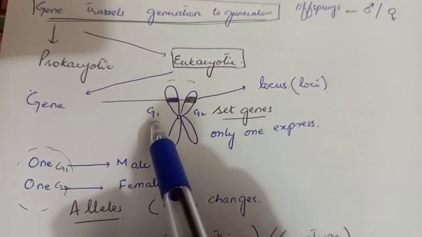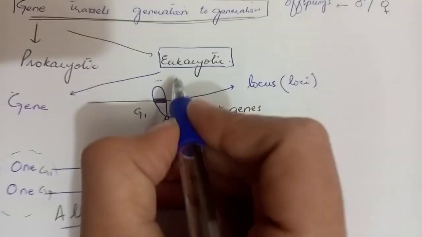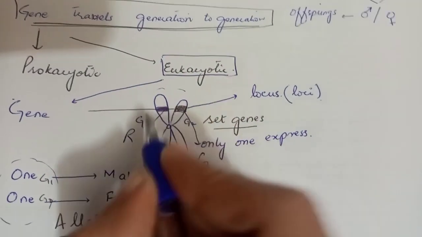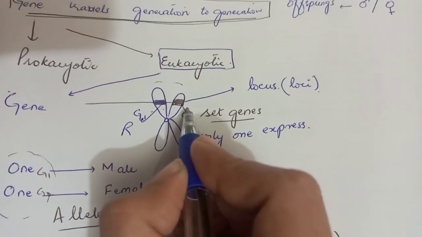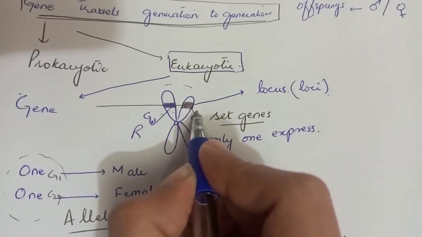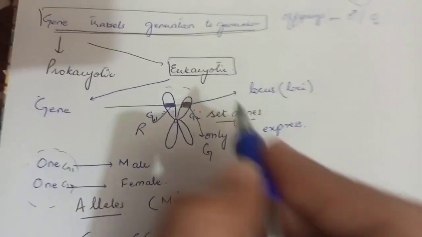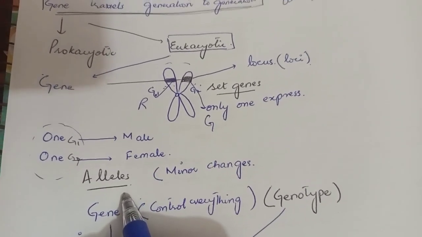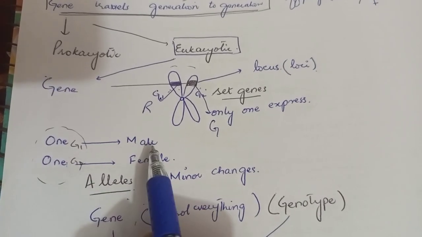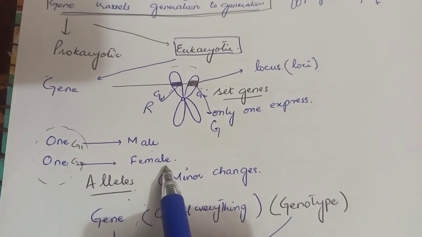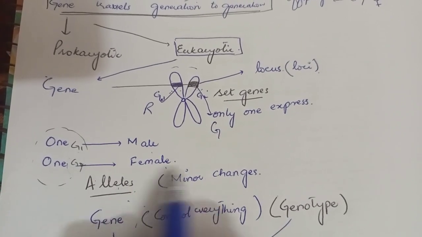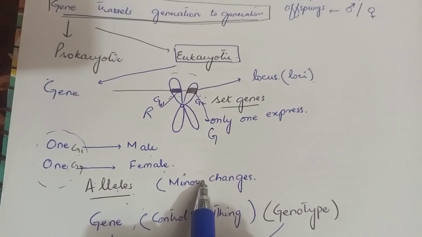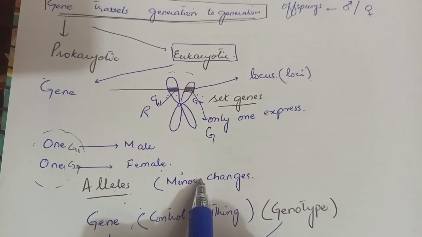For example, this gene is for red eye color, and this gene is for gray eye color. There is a minute difference between them, but genes are always present in pair form, and the pair of these genes is called alleles. It is also called the alternate form of the gene. One gene, for example, comes from the male, and one gene comes from the female. Both of the genes have minor changes, but the dominant character is always expressed in the next generation.